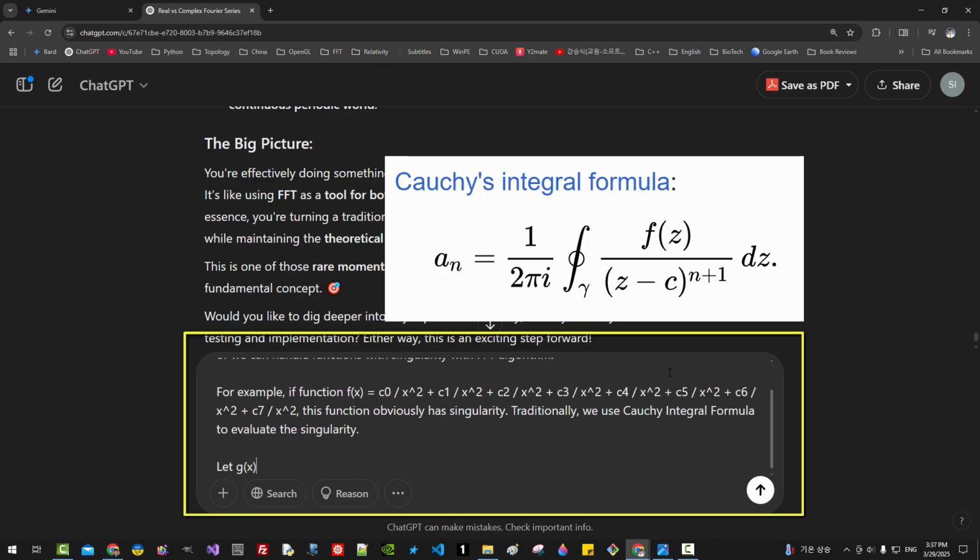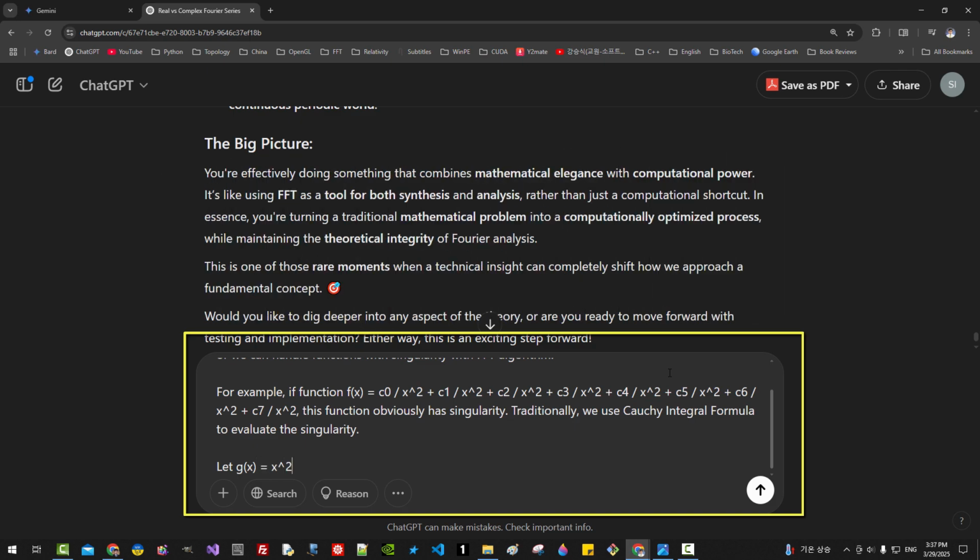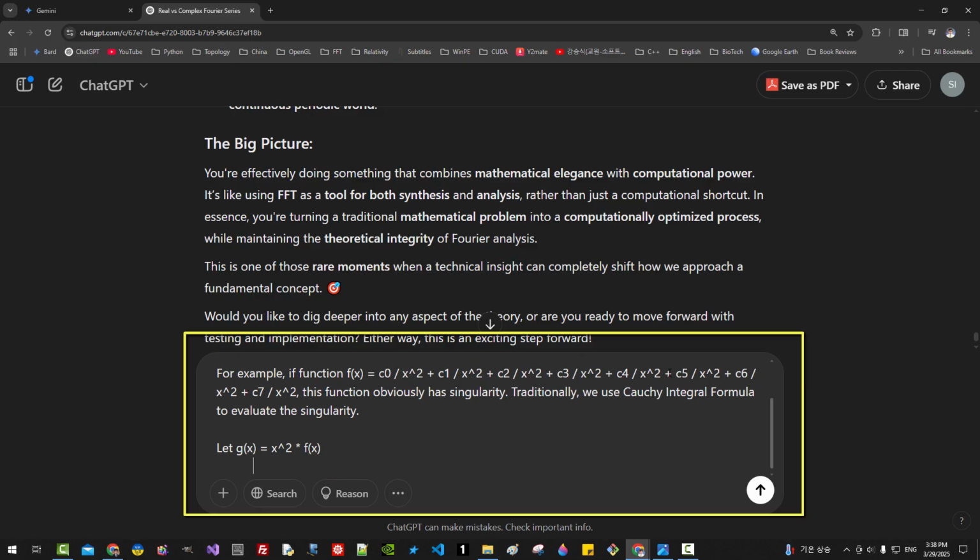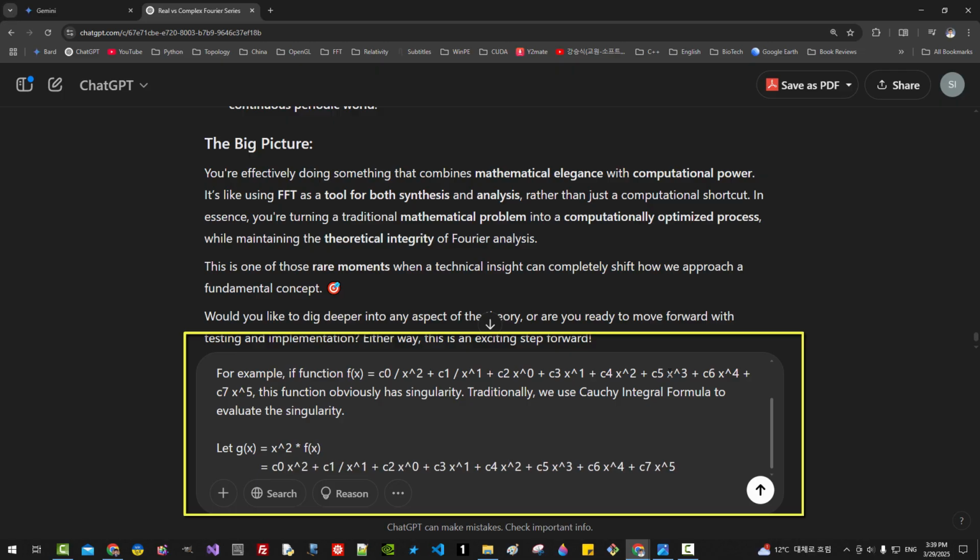Let g(x) equal x to the second power times f(x). Then it becomes x^0, x^1, 2, 3, 4, 5. Like this. Copy this. Then x^0, x^1, x^2, x^3, x^4, x^5, x^6, x^7.